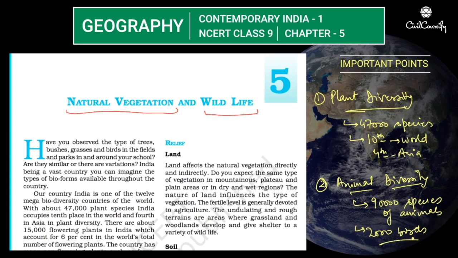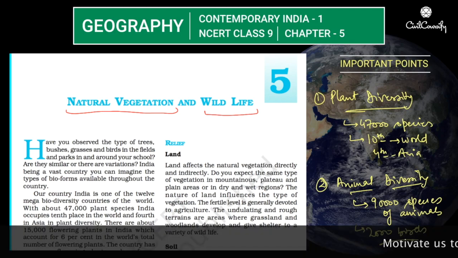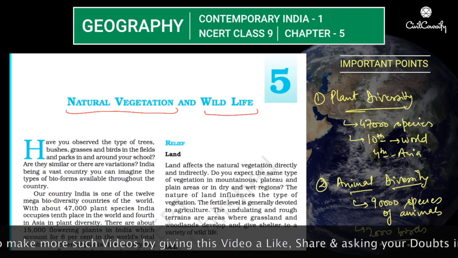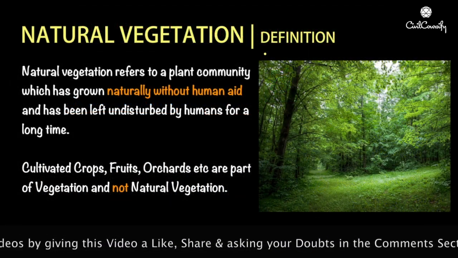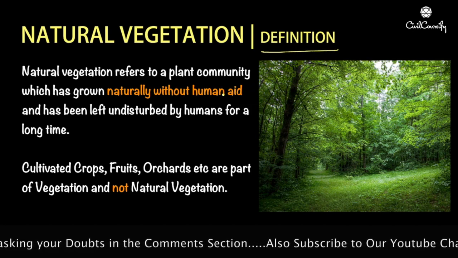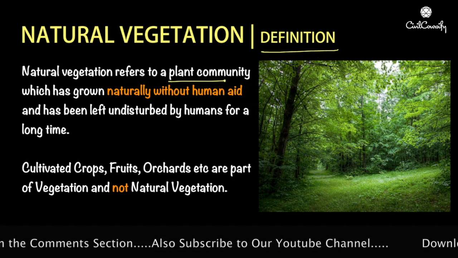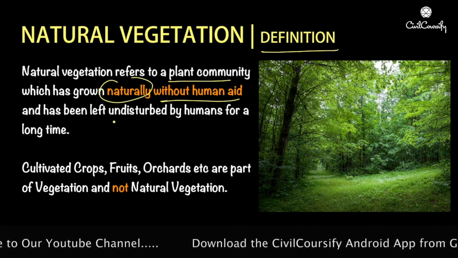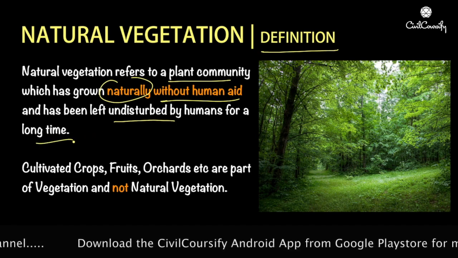Now that we know that India has such amazing plant diversity, such amazing vegetation, have you ever thought about what are the factors that have led to the diversity of plants that India has? Let us have a closer look. Before we look at the factors responsible, let us quickly understand the definition of natural vegetation. Natural vegetation refers to a plant community which has grown naturally without human aid and has been left undisturbed by humans for a long time.